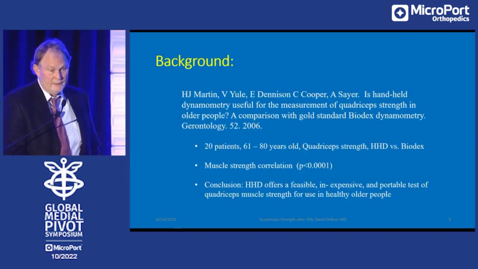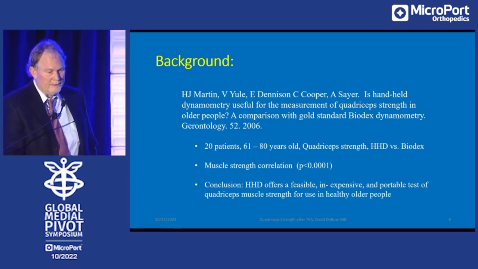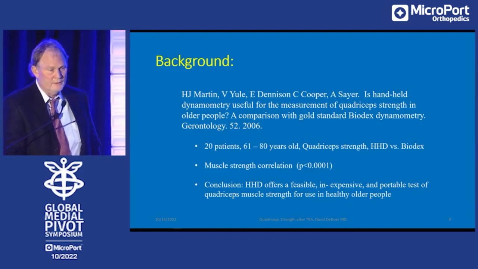The second study I thought was really pertinent because it was looking in geriatric patients aged 61 to 80, and it had 20 patients in that study, and they also said that the handheld dynamometer offered a feasible, inexpensive, and portable test of quadricep strength to use in healthy older patients.